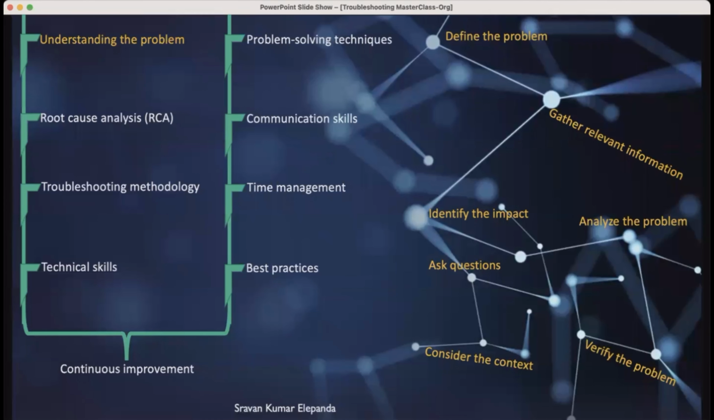So now let's start with understanding the problem. This is the foremost important thing for us: how you're going to handle it when something arises. What does it mean? When understanding the problem comes up, the first thing you need to know is what the problem is.